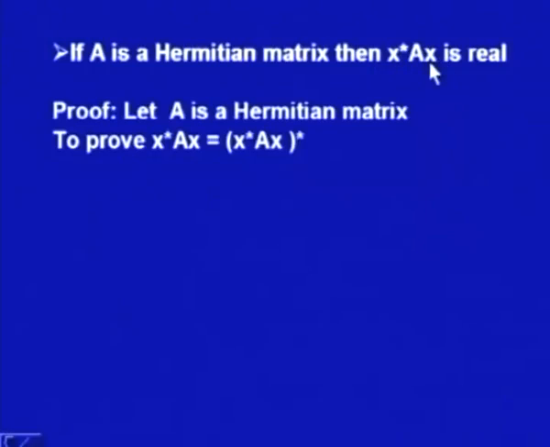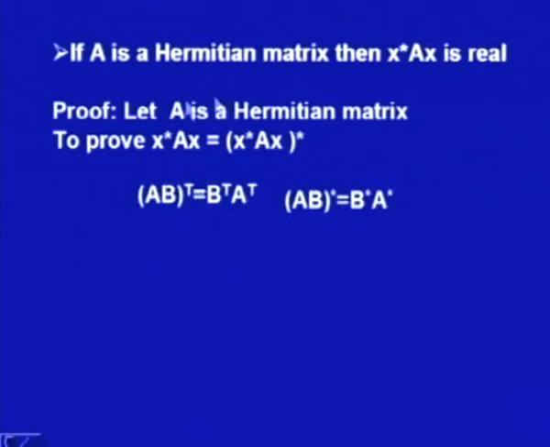This number is a real number when its conjugate is equal to itself, and in fact x star Ax is nothing but a 1 by 1 matrix, because x is a column vector and x star is a row vector. So this product will be a 1 by 1 matrix. So if its transpose conjugate equals itself, then that means this is a real number. So we are proving this result by proving the property x star Ax is equal to (x star Ax) star.